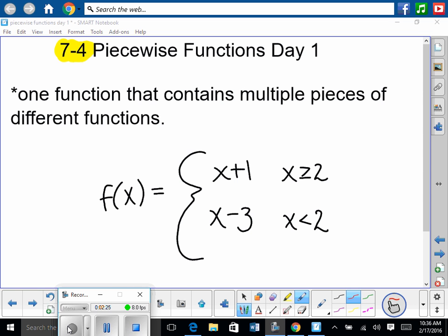Domain means x values. Now we have x minus 3, that's just a straight line. We would only keep that line for x values less than 2. So anything less than 2, we'll keep it for that. So it's just one function made from different pieces of other functions.